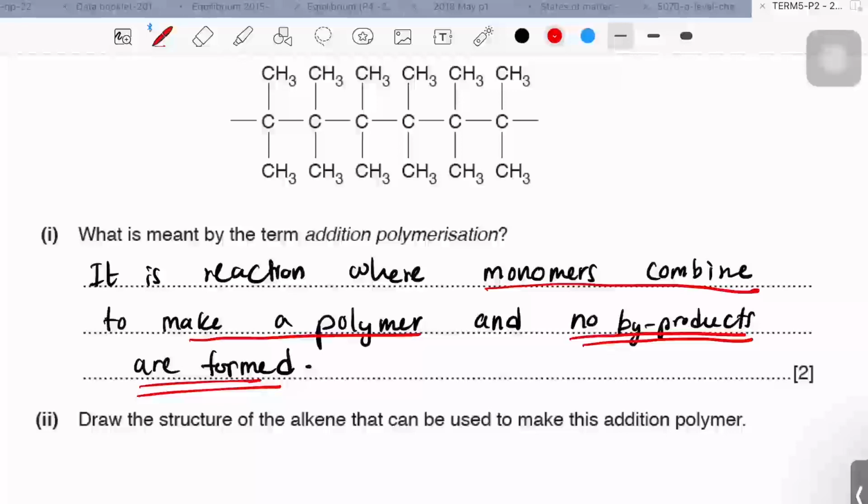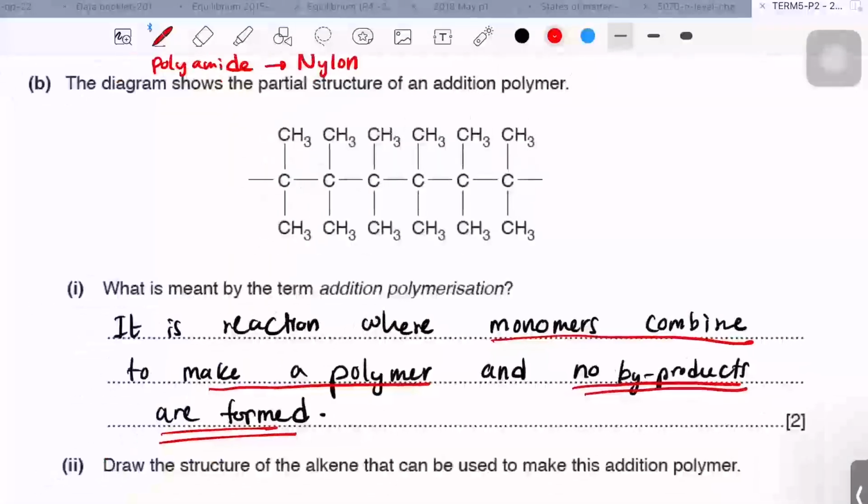Now, part Roman number 2, you all can do this. Now they have given a polymer, guys. You can see that's an addition polymer. We have to draw the alkene that can be used to make this addition polymer. Right? Can you all give it a try? I believe you all can do this one.